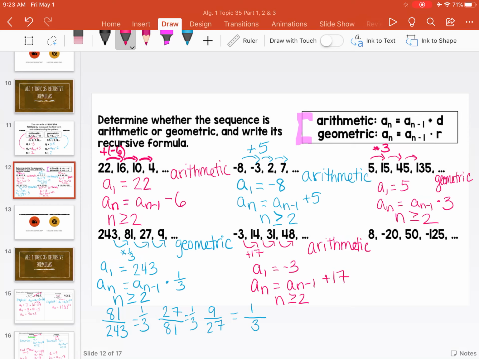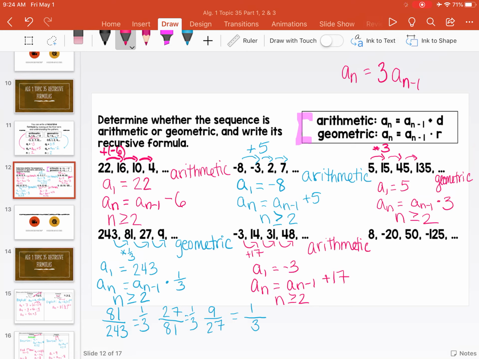Now I do want to mention with geometric sequences, oftentimes when you see them written in a recursive formula, you might see the ratio written first and then a sub n minus 1. So for example, with this example that we just did, the pattern might be a sub n equals 3 times a sub n minus 1. Now these are equivalent because multiplication is commutative. We can flip the order and we will still get the same product in the end. But traditionally, we might see that number written first and then the variable.